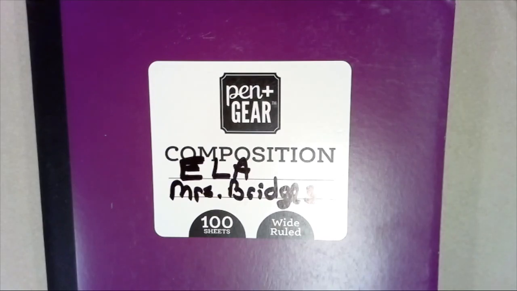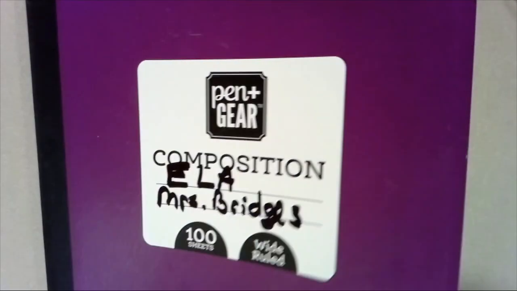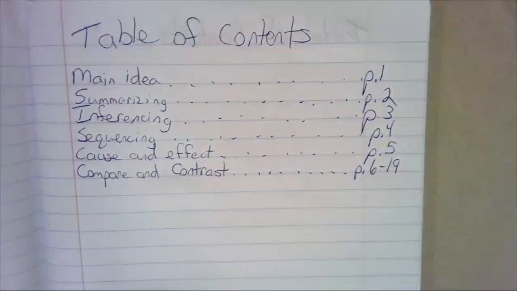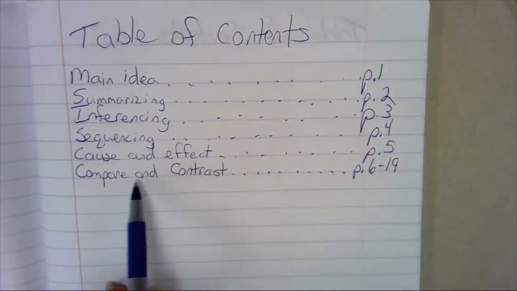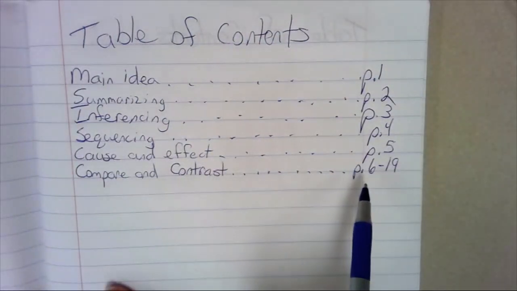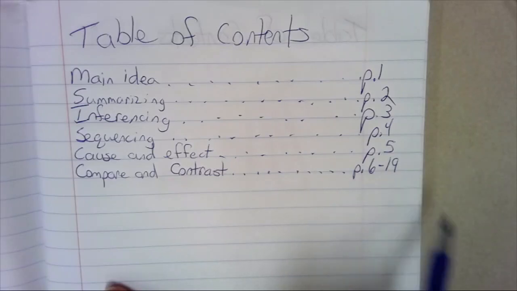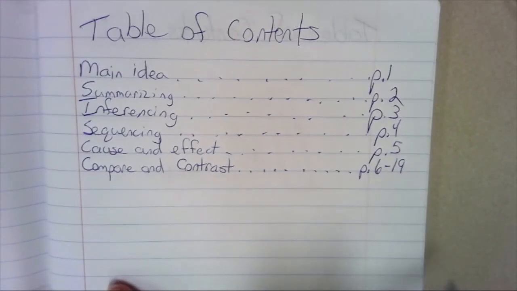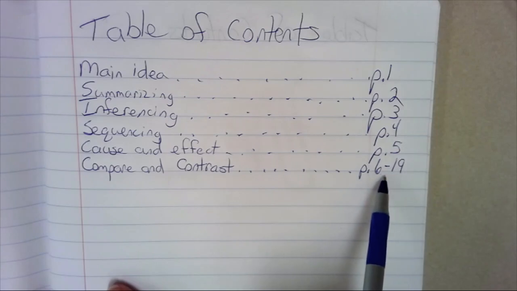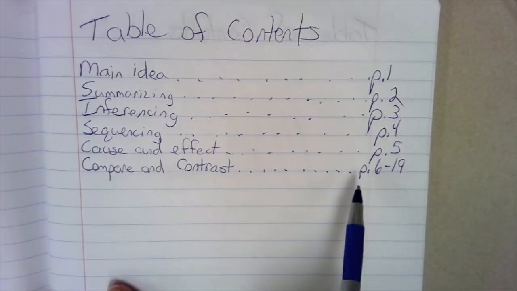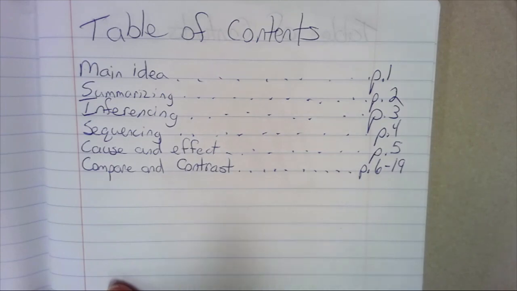We're going to take notes in our ELA notebook today. So you need to open to the table of contents, write compare and contrast, page 6 through 19. Now we're not going to do all of these pages today, we're just going to do some of them because that is a lot of pages. And then I think Friday we do the rest of them.